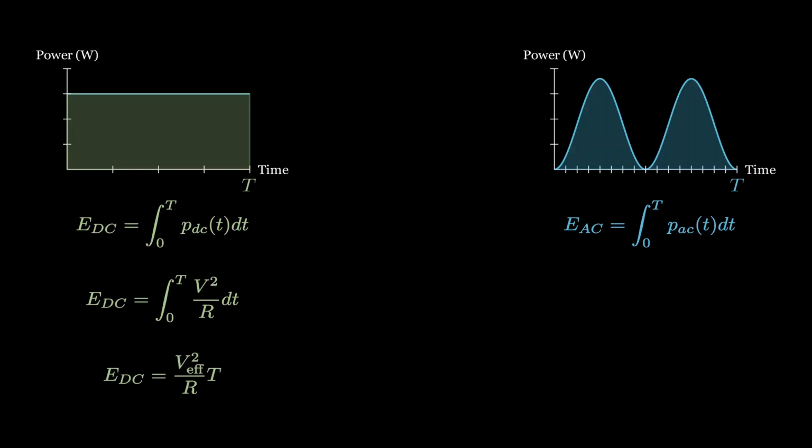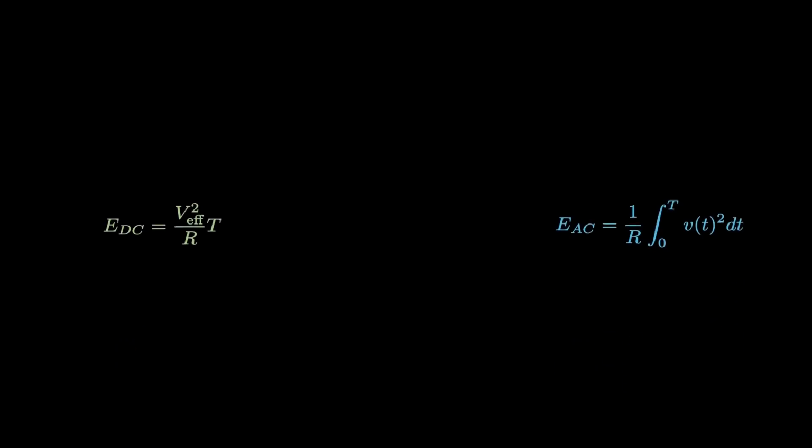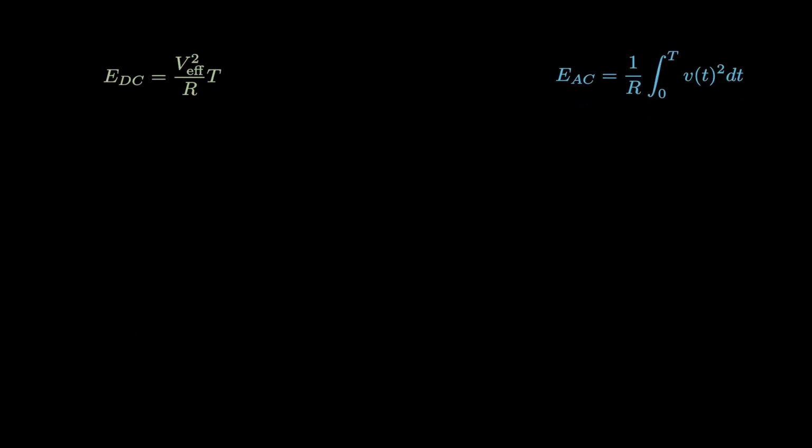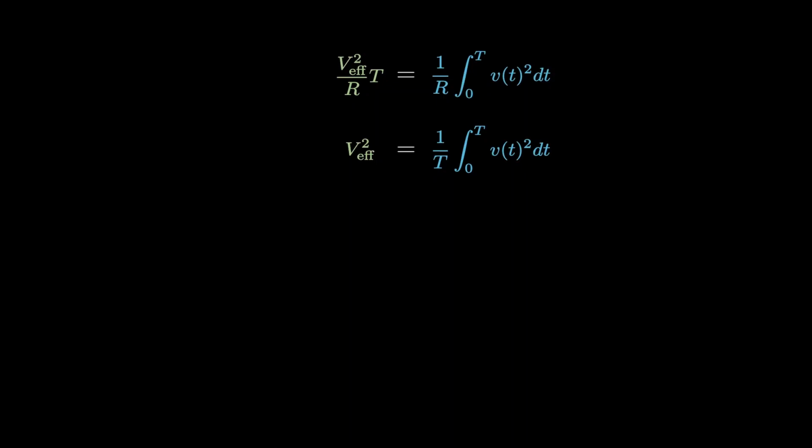Now, let's do the same for the AC circuit, replacing the power with V squared over R as we did in the DC case. However, the voltage here is not constant, so only R can be taken out of the integral. Now, we have the necessary recipe for our energy balance problem. Equating both energy quantities, we can cancel out R from both sides and then divide by T.